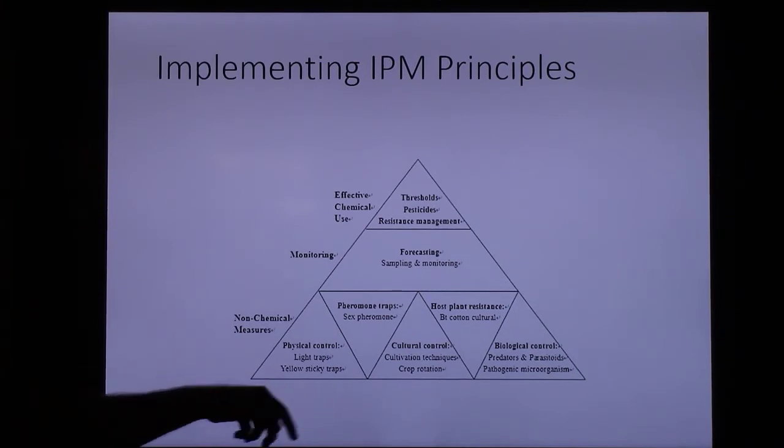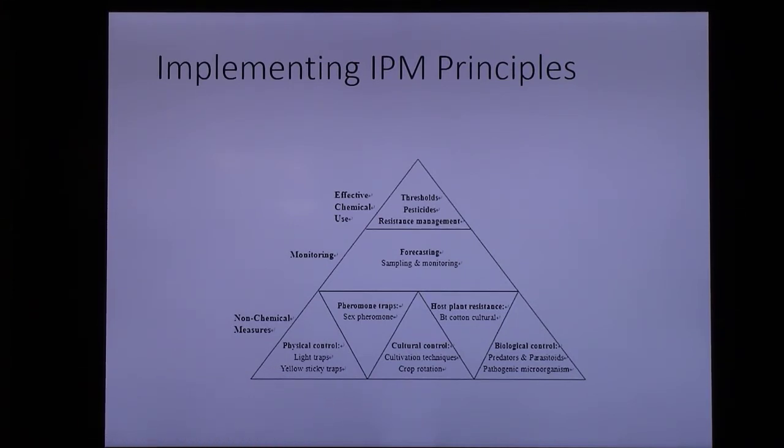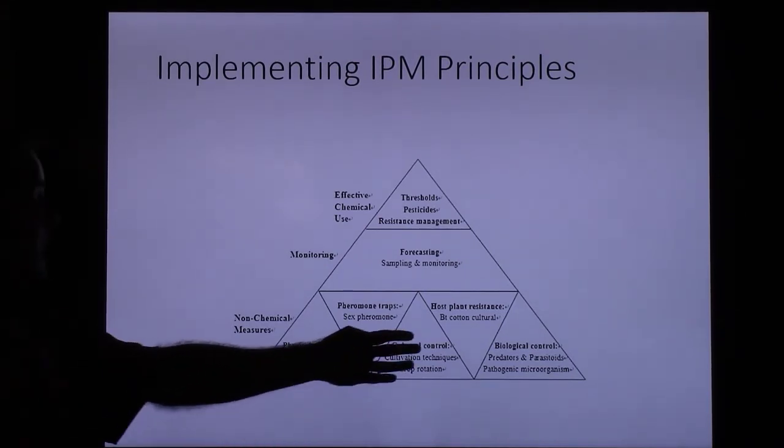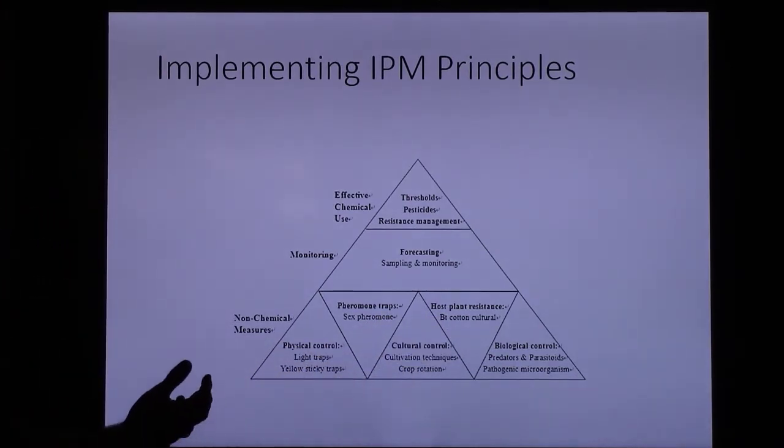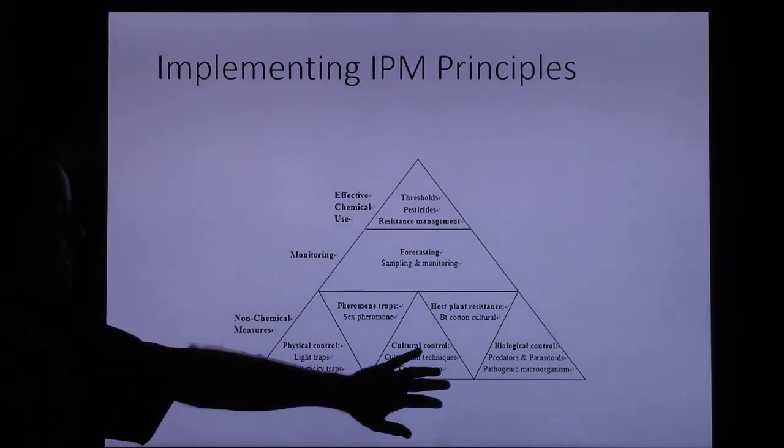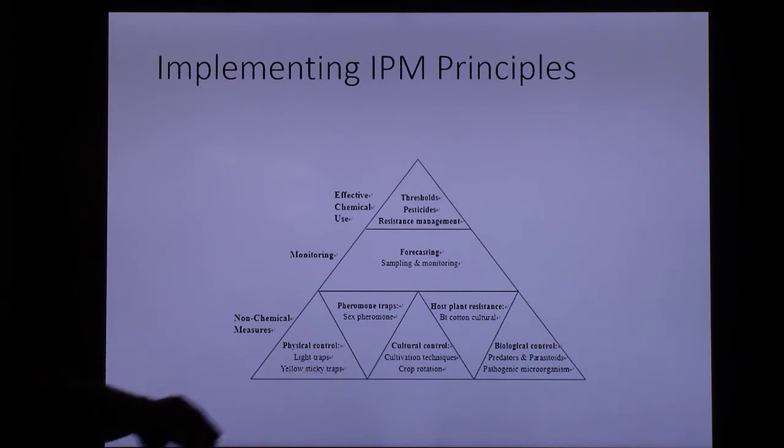Maybe you're practicing crop rotation, or maybe you're using a BT. BT, that Bacillus thuringiensis, which is that good bacteria that affects caterpillars. Maybe you're using something such as BT, or maybe you're using ladybugs, or maybe some of the parasitic wasps. That's a non-chemical control measure as well.